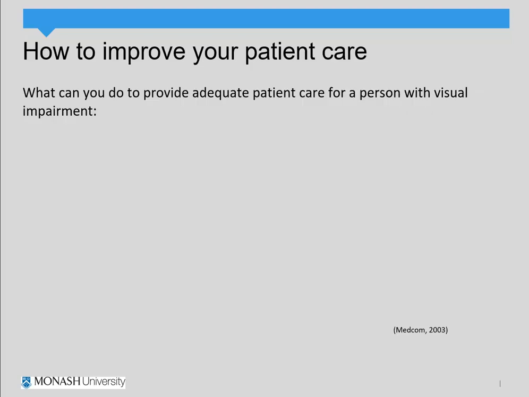So if you have a patient who comes to you who has a visual impairment, these are some things that you can do to improve your patient care and your interactions with that person. The first thing is remove clutter from the room. If the person's going to move around the room safely, they need to make sure that they're not going to bump into things.